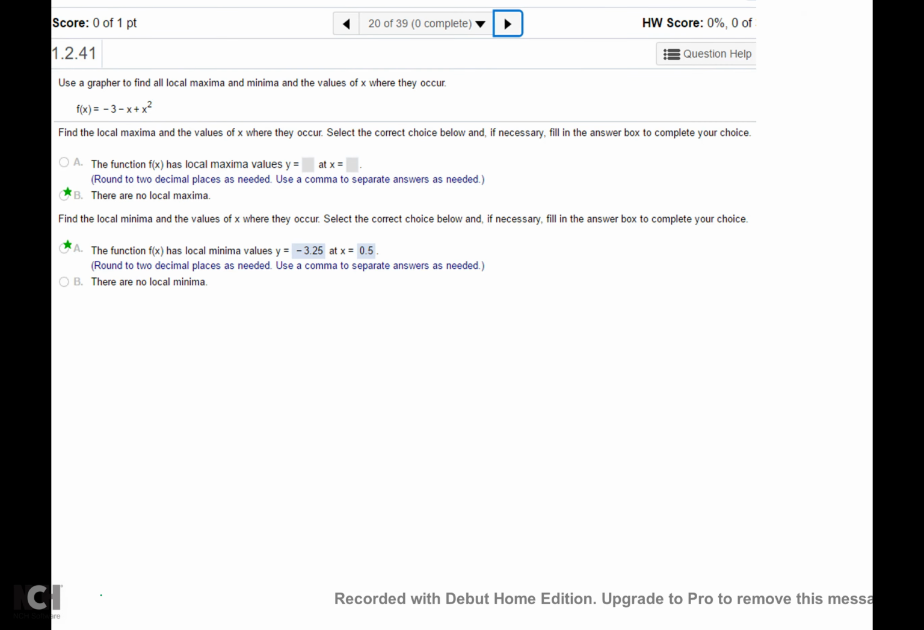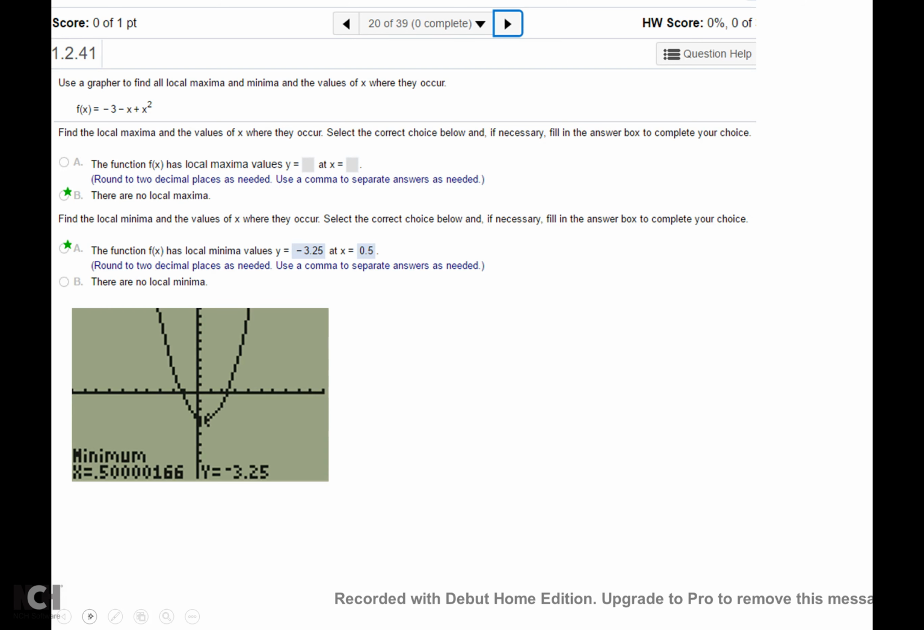Use a grapher to find all local maxima and minima and the values of x where they occur. If I graph it, they want local maxima. There is no local maxima, because those go forever and ever. For the local minima, if I calculate minimum, my x-coordinate is at 0.5, and my minimum value is actually negative 3.25. So we say it's y equals negative 3.25 at x equals 0.5. And that will be your local min.